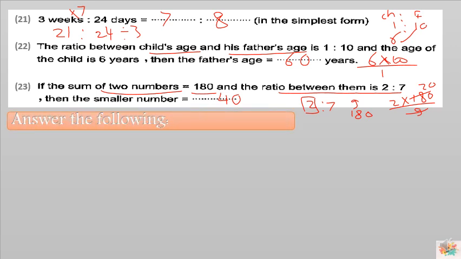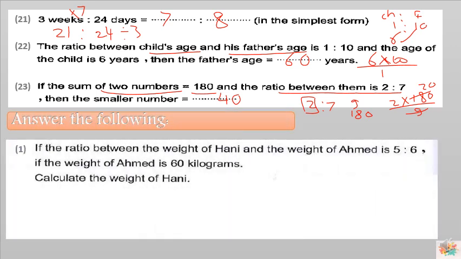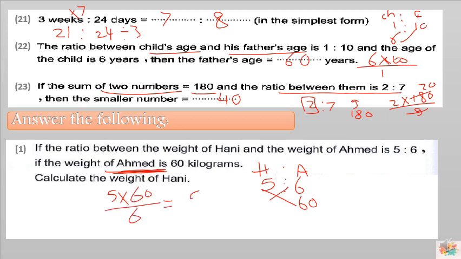The next question: instead of choose or complete, it could come as answer the following, like that. If the ratio between the weight of Hani and the weight of Ahmed, so I start to write the two names, Hani and Ahmed, the ratio between them is 5 to 6. If the weight of Ahmed is 60, calculate the weight of Hani. So I start to make cross multiplication. So Hani equals 5 by 60 divided by 6. So it will be 50 kilograms.